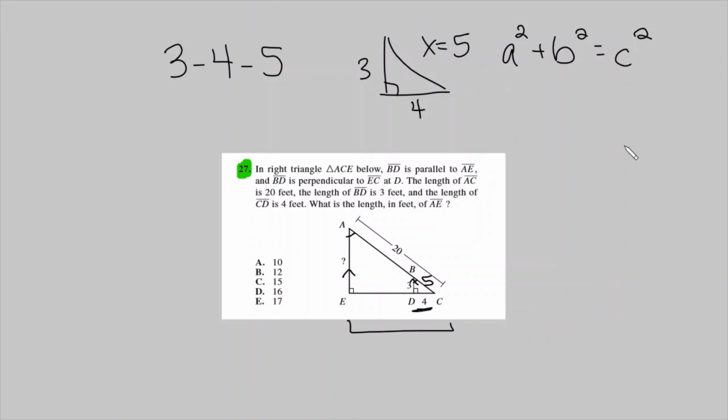So then we just need to figure out to go from this small hypotenuse here, BC, which is 5, to this big hypotenuse, 20, we have to multiply by 4. So that means that each of the sides of this small triangle are just going to be multiplied by 4. So to go from 3 to AE, we just have to multiply by 4 as well. And so our answer is going to be 12. So the moral of the story here is to know your common patterns.